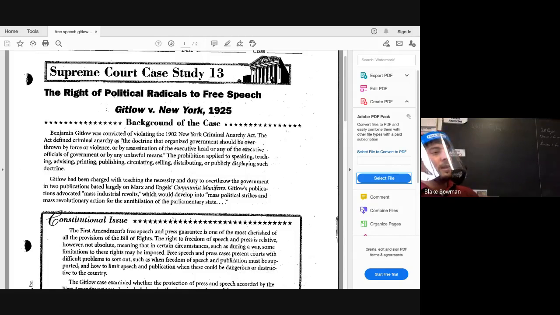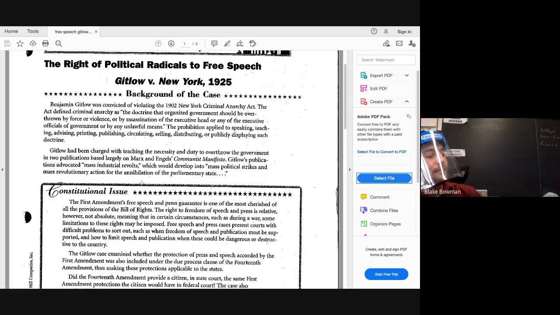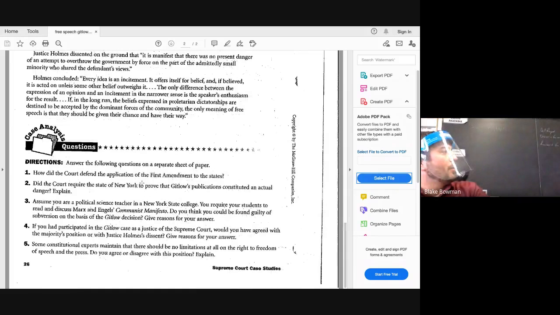And I thought that was pretty interesting. It's unique. And it went against the 1902 New York Criminal Anarchy Act. Ooh, good stuff. All right, so that being said, let's go to the worksheet from Friday. Number one, how did the court defend the application of the First Amendment to the states? What do we have for number one?